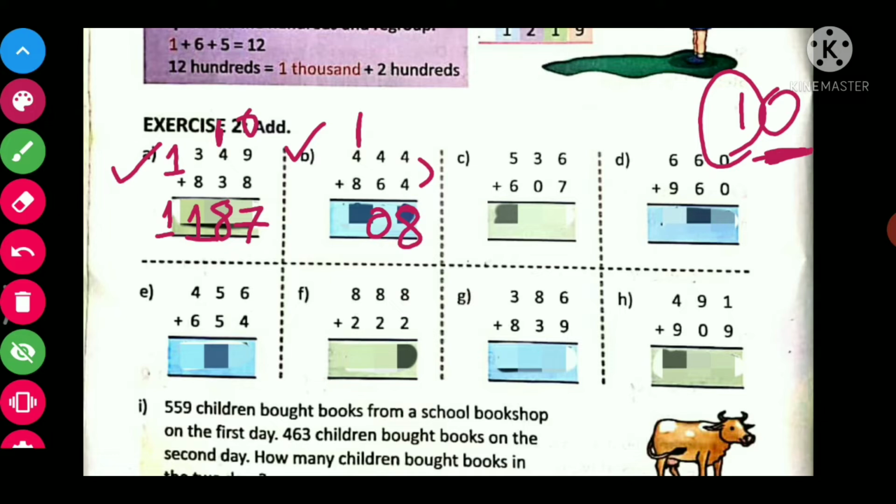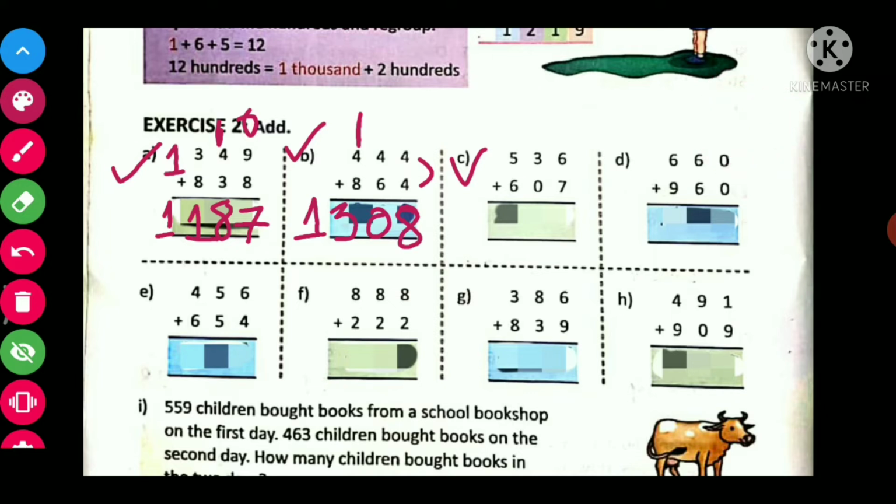So now in the 100 place value, 3 numbers are there, not digits: 1, 4 and 8, right? So 1 plus 4, how much will it be? 5. 5 plus 8 is 13, right? So we'll write 13 here.